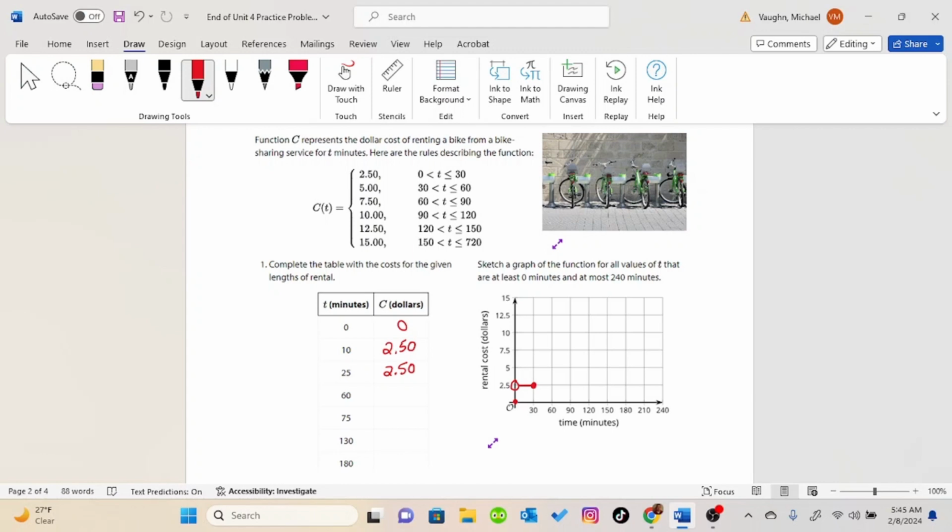Our next time is 60 minutes. This is going to follow the second rule because we have less than or equal to 60. So that cost would be $5.